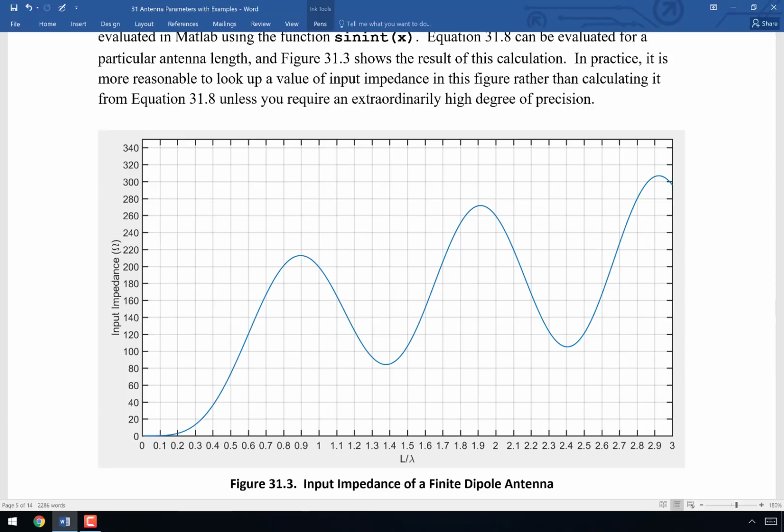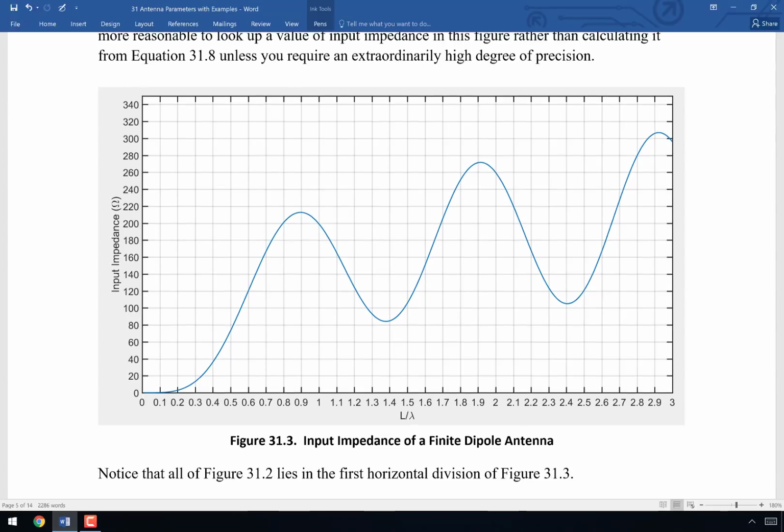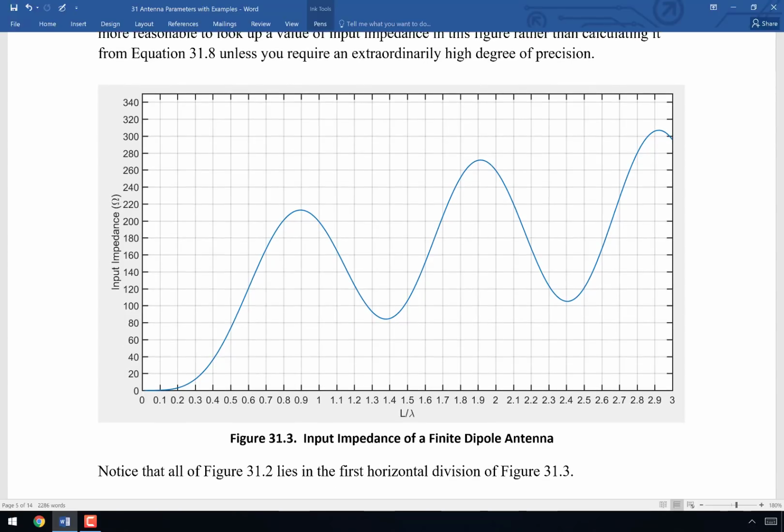You could, of course, using the equation 31.8, figure out precisely the input impedance of any length of finite dipole, but it's a real hassle. And so my advice to you for this class, and to a certain degree as a professional engineer, is that this is one of the things you can look up in a table. Most of the time, civil engineers look things up in a table and electrical and computer engineers don't. This is one place where you definitely can.